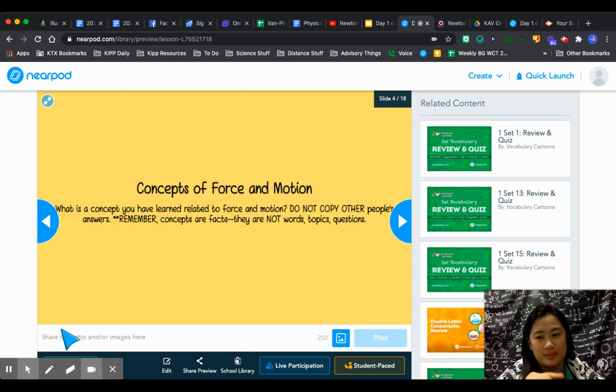Concepts of force and motion. Think of one concept of force and motion that you learned back in module 2 and type it out here. Remember, concepts are facts, not words, topics, or questions. Okay, so one example is force is a push or a pull.